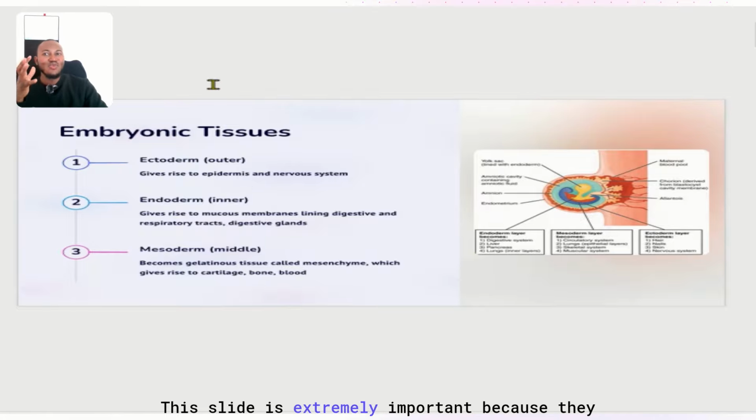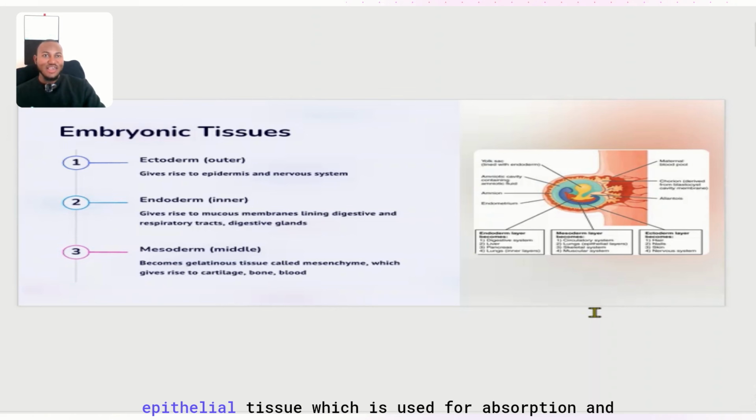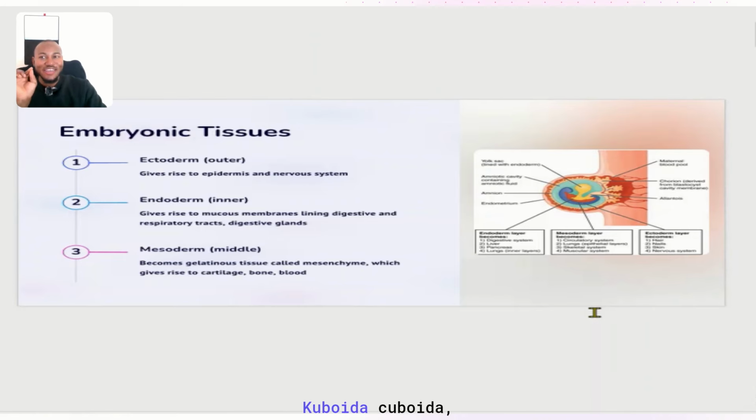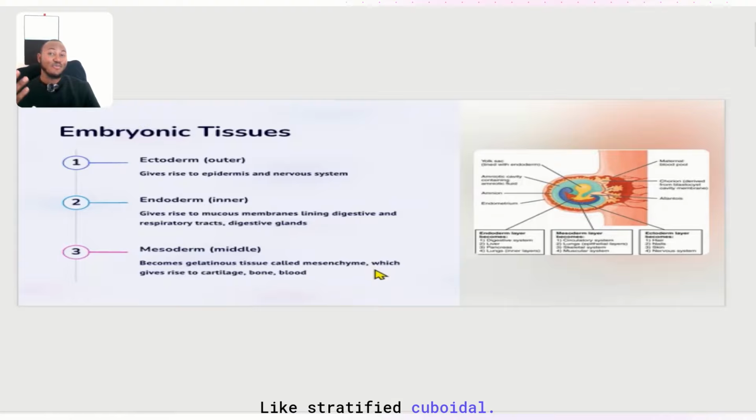This slide is extremely important because a lot of questions will come out from it. Kidney tubules are made up of dash epithelial tissue, which is used for absorption and for secretion. What did I tell you about secretion? Cuboidal. Simple cuboidal. That is for secretion. You don't need to think about it twice because they will give you options like stratified cuboidal, pseudostratified columnar, stratified columnar, simple columnar. The answer is simple cuboidal, as far as it's talking about tubules of the kidney.